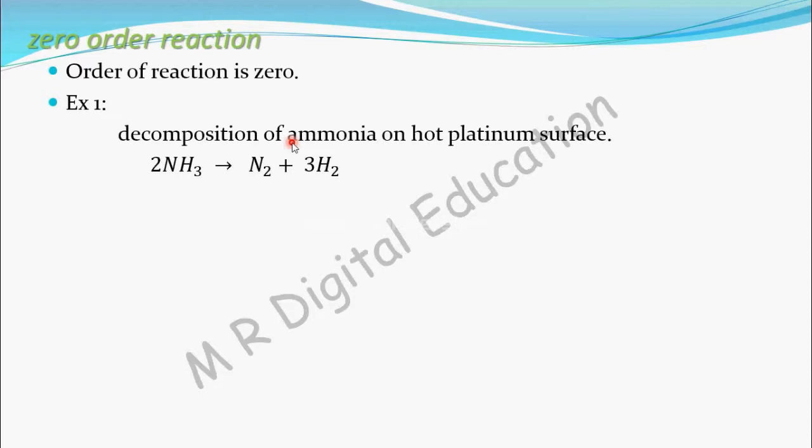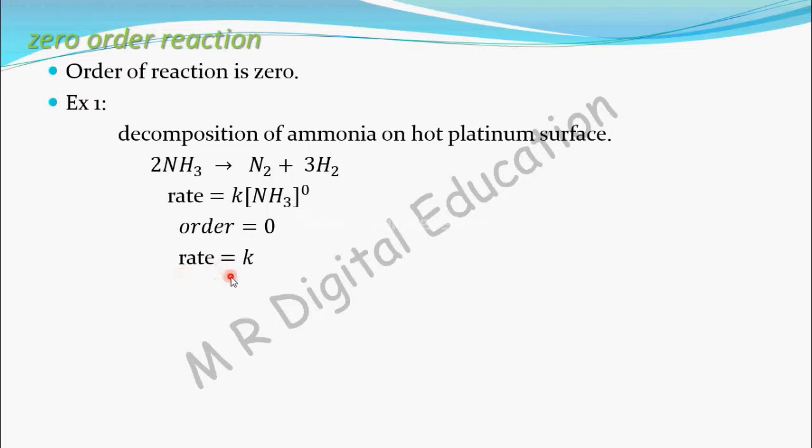Rate equation for this reaction can be written as rate equal to K into concentration of reactant, that is NH3 to the power 0. See, power is 0, so order equal to 0. And concentration of NH3 to the power 0 equal to 1. Why? Because any number to the power 0 is 1. So this term will be equal to 1. K into 1 equal to K. So rate equal to K.